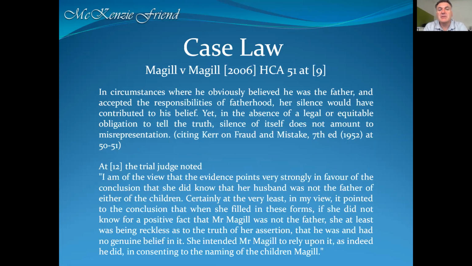At 12, I'm of the view that the evidence points very strongly in favour of the conclusion that she did know the husband was not the father of either of the children. Certainly, at the very least, in my view, it pointed to the conclusion that when she filed in these forms, if she did not know for a positive fact that McGill was not the father, she at least was being reckless as to the truth of her assertion that he was and had no genuine belief in it. She intended Mr. McGill to rely upon it, and indeed he did, in consenting to naming of the children McGill.